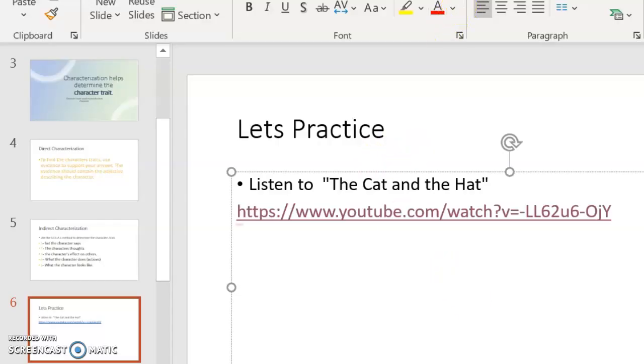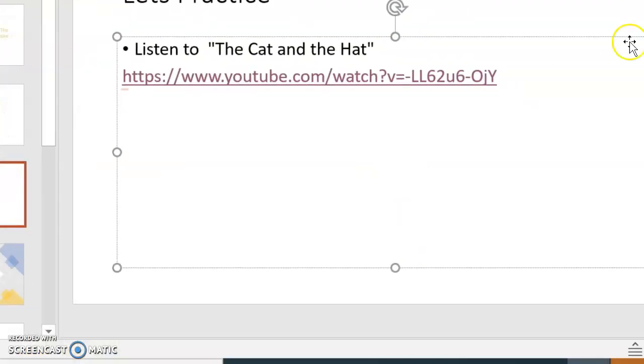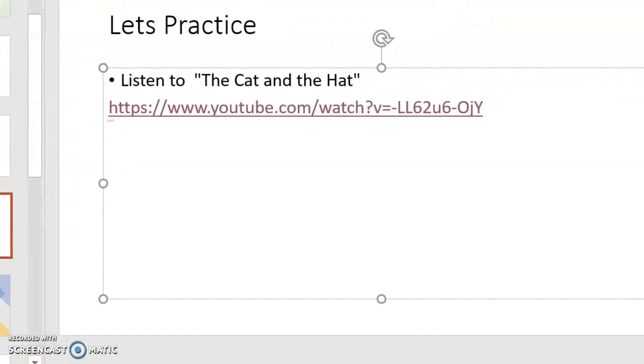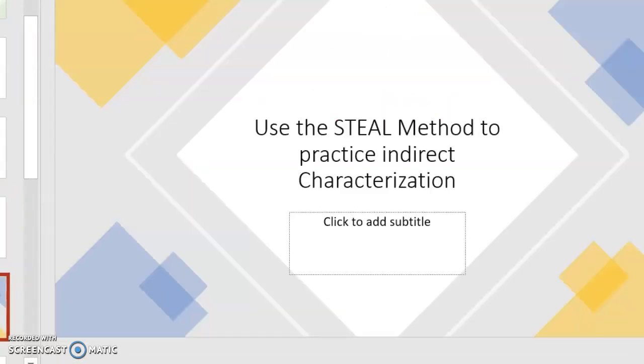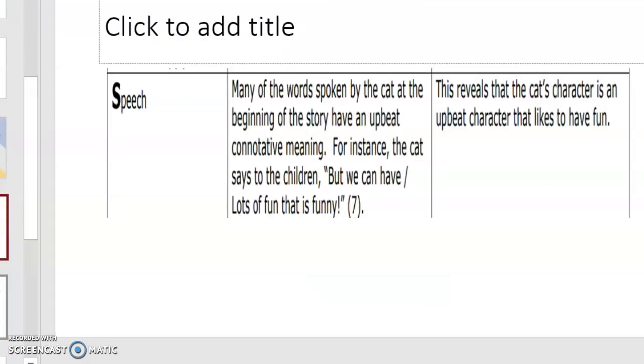Okay, so we watched our video, The Cat in the Hat. So now we need to characterize the cat to see how he displays his character traits through indirect characterization. So we're going to use the SEAL method. The first thing we're going to look at is his speech. So many of the words spoken by the cat at the beginning of the story have an upbeat connotation. Connotation, there's that word, positive and negative. So we're going to keep going through that vocabulary for the year.